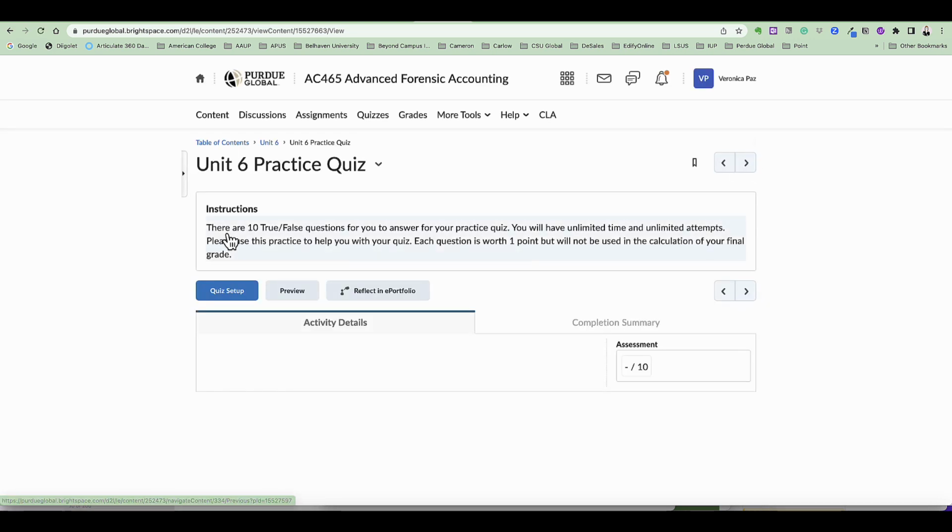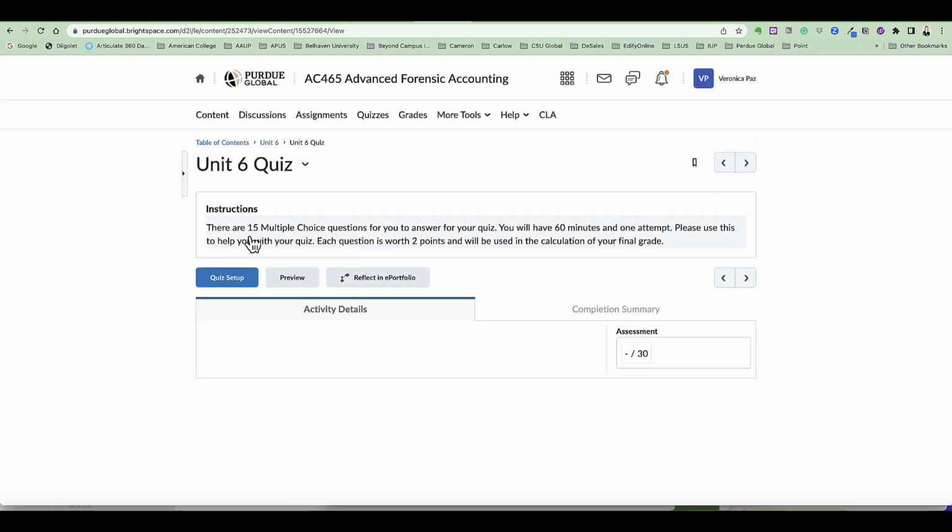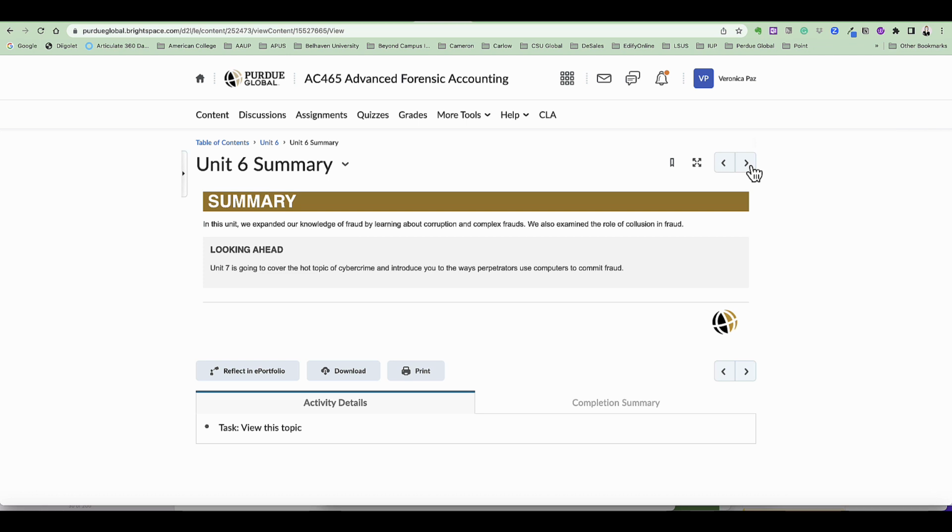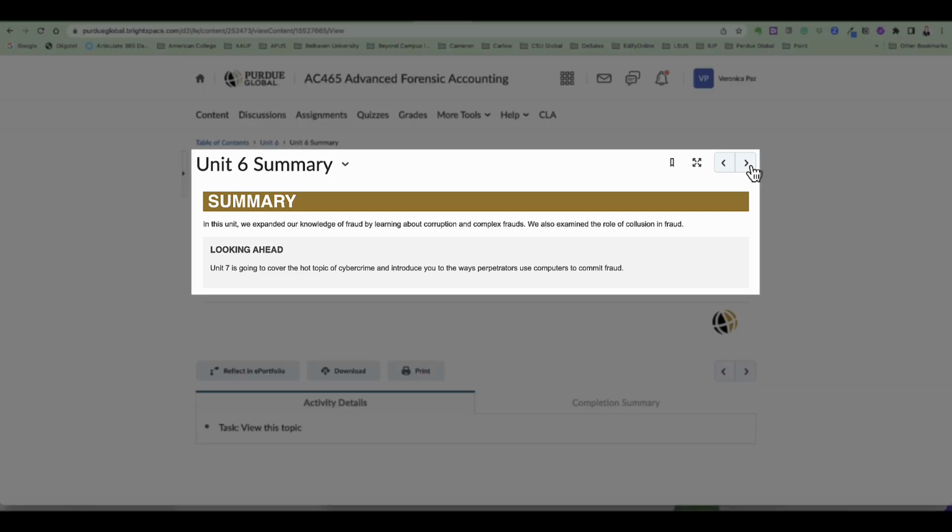And we have our practice quiz, which consists of 10 true and false questions, each worth 1 point. And we have our quiz itself, which is 15 multiple choice questions that are each worth 2 points. And once you complete all of this, you would have completed Unit 6, and hopefully you've expanded your knowledge of fraud, where you learned more about corruption and complex frauds, and importantly, the role of collusion in fraud.